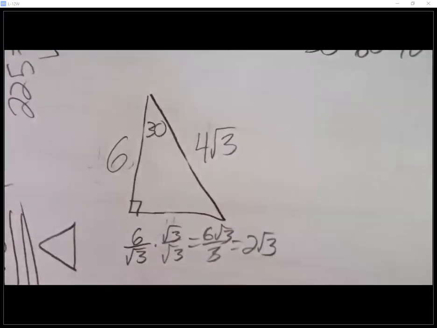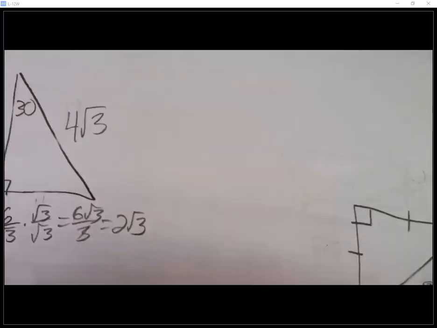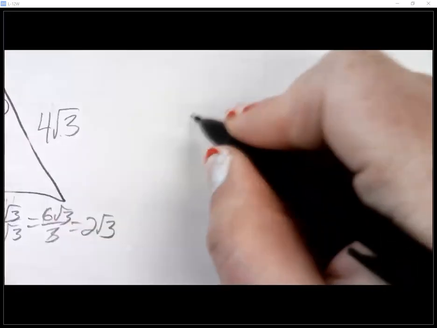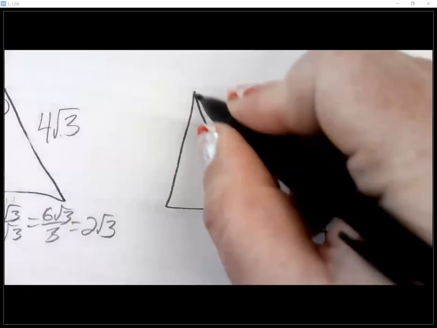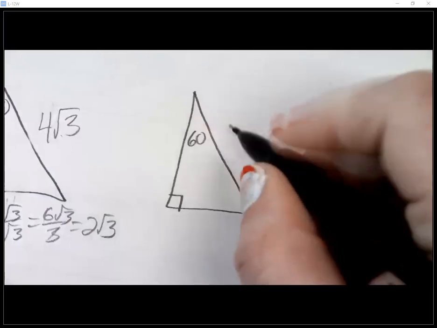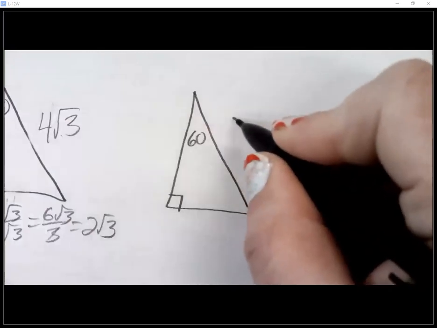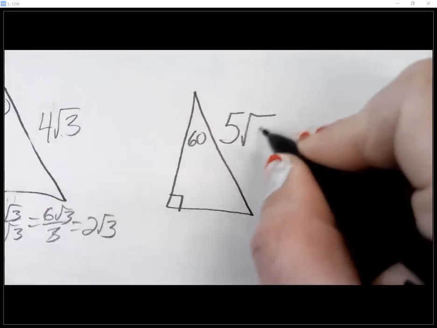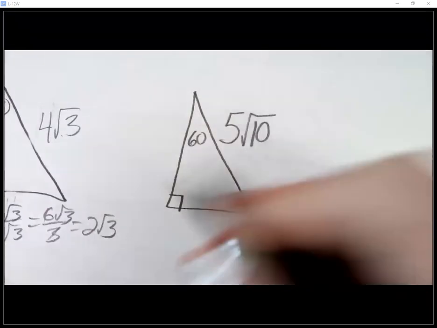Where am I? So yes, I'm there. Okay, let me give you one more tricky one to try. And then that's pretty much it. So I'm going to draw a fresh one. Let's make this one. How about if this was 5 root 10? Find me the sides, find me X and Y.